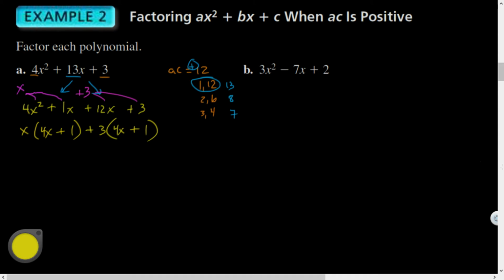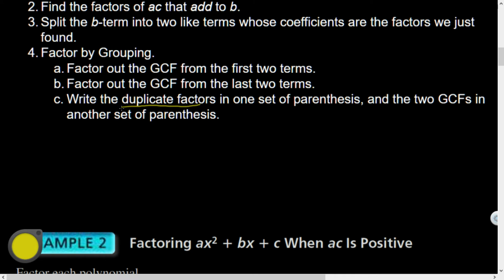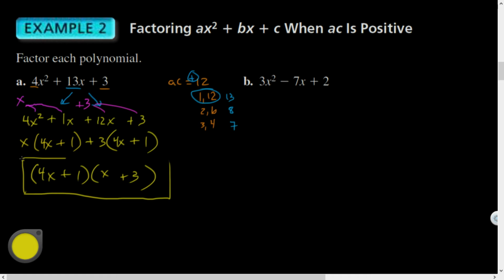All right, so I just did that. I factored out the GCF of the first two, the GCF of the last two. What's this last part here? Write the duplicate factors, right? Those two sets of parentheses matched. Write them in one set of parentheses, and the two GCFs in another set of parentheses. So the factored version is going to be in one set of parentheses. I'm going to write the duplicates, 4x plus 1, and I only need one of those. And in the last set of parentheses, I'm going to write the x and the 3, this x and this plus 3. And this is the factored version of this problem.